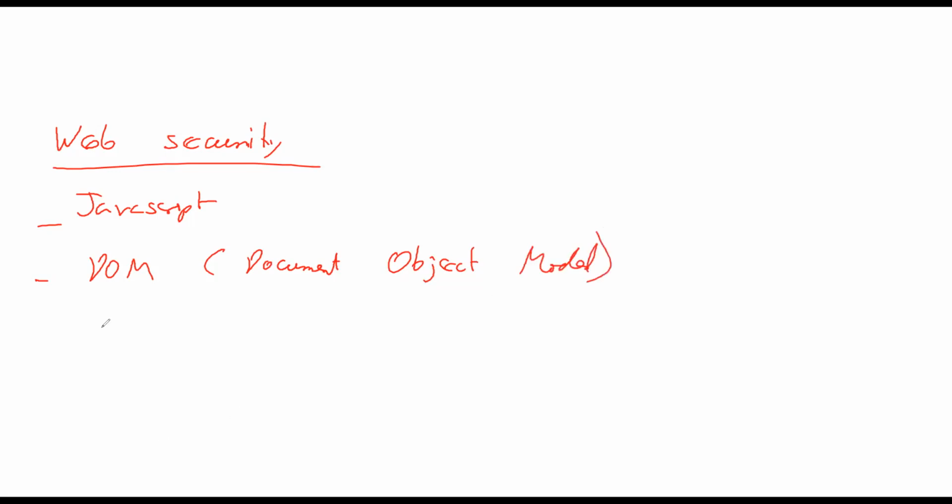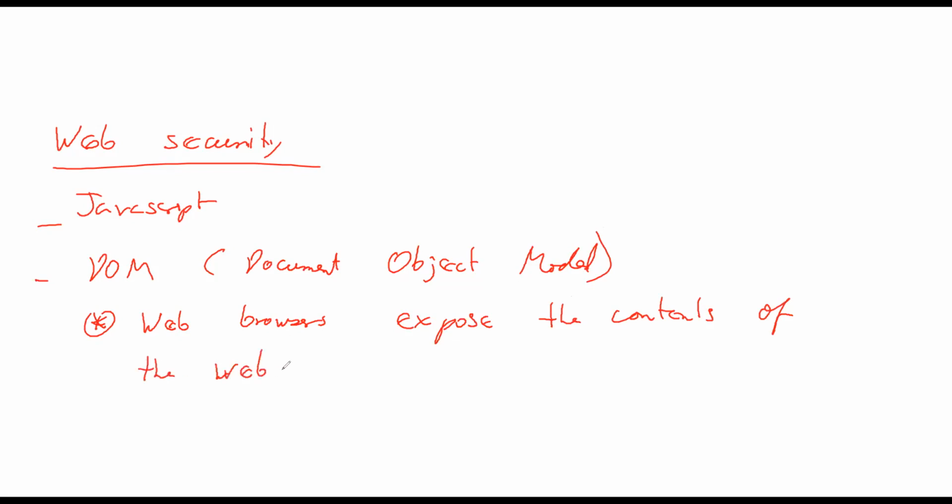Or DOM. So basically here, web browsers expose the contents of the web page using the DOM API, the document object model, to JavaScript programs.